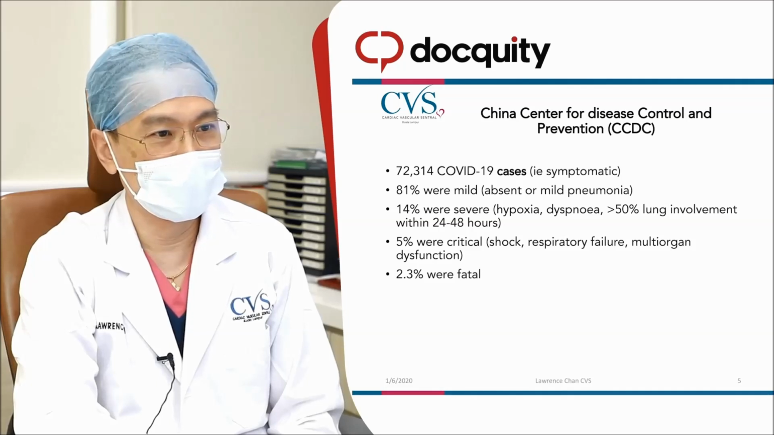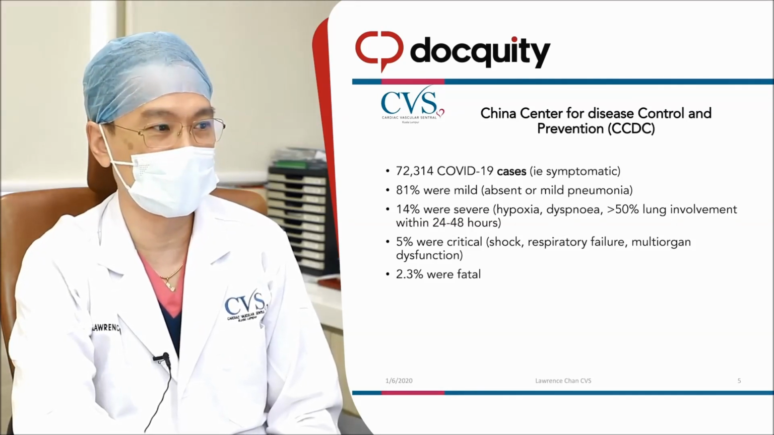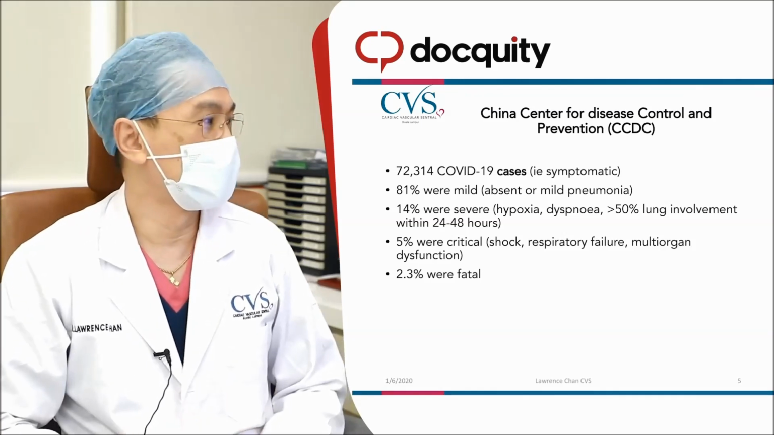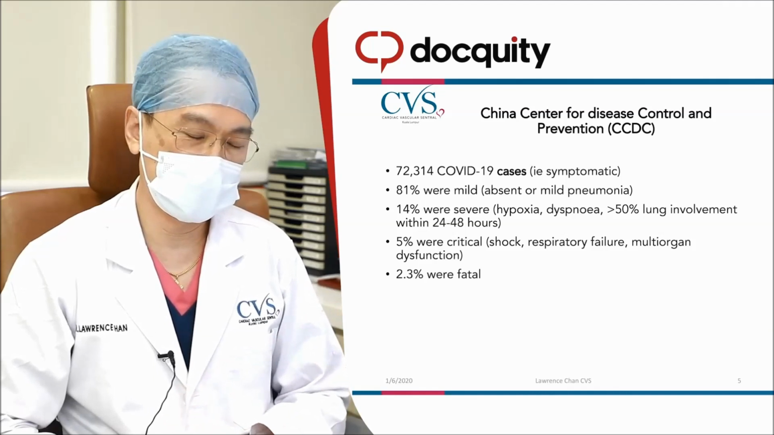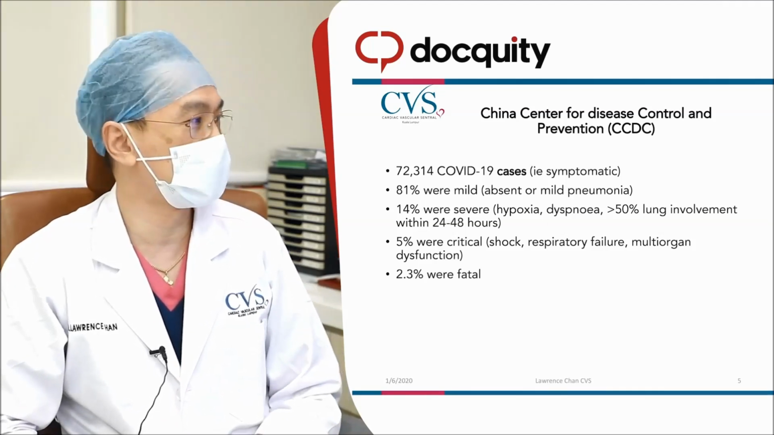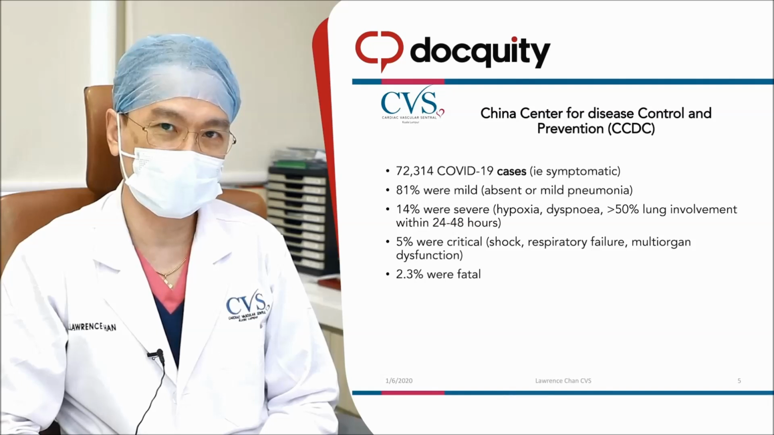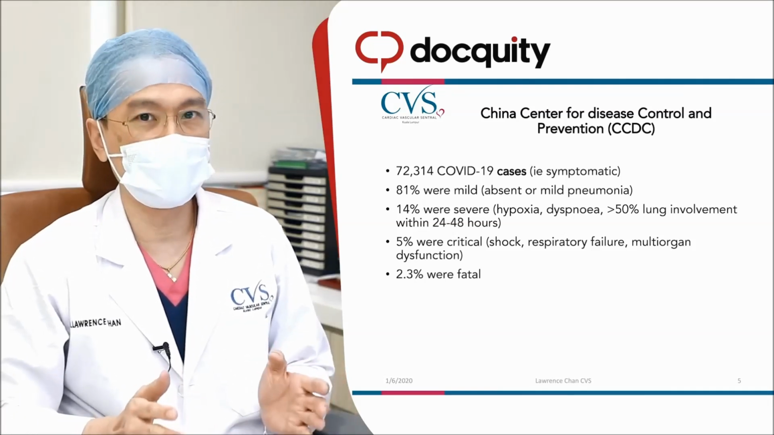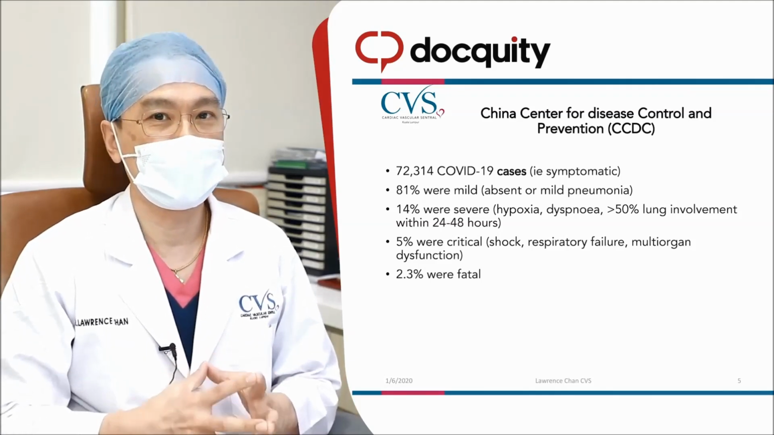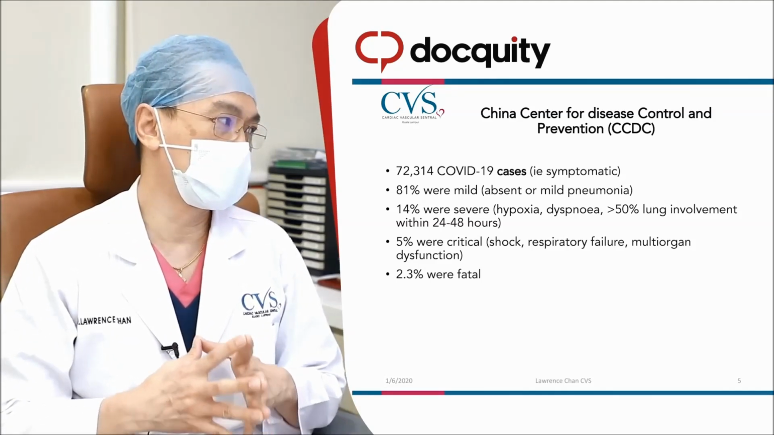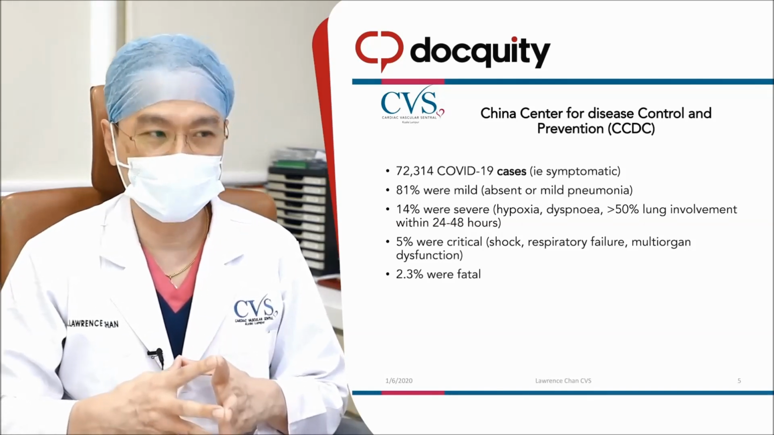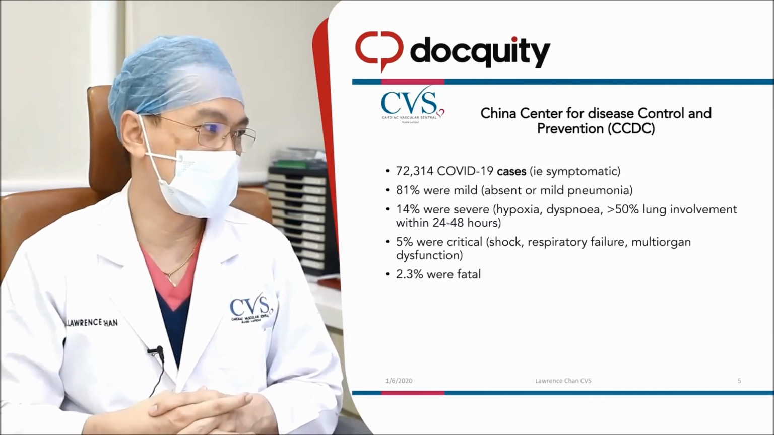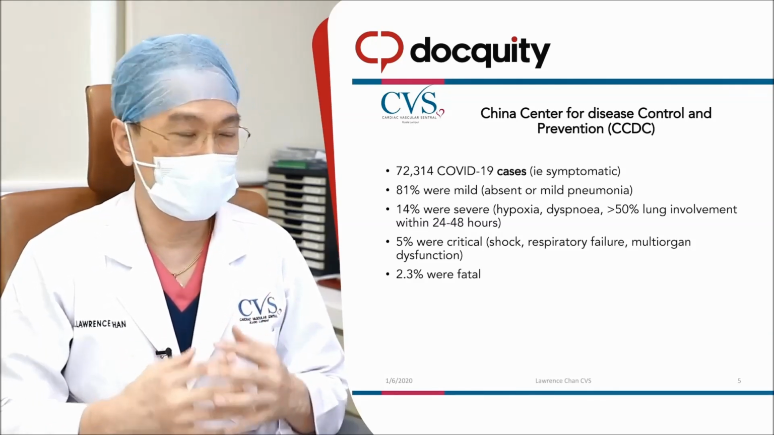Now, let's look at the data that's been coming out of the relevant countries, in particular from Wuhan, China. Up to date, around February or early March, 72,000 people were reported to have COVID-19 disease. So these are people who had the virus and had symptoms. Of those who had symptoms, 83% had mild symptoms. That means they had either no pneumonia or mild pneumonia.